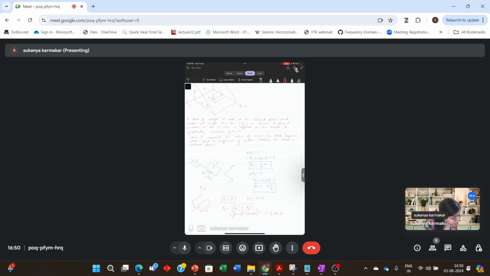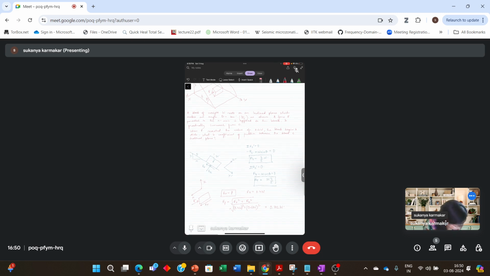This comes to 0.72 W. Friction force is nothing but the coefficient of friction into the normal reaction. Normal reaction is 0.8 into W. So 0.72 W is equal to mu into 0.8 W. So the coefficient of friction comes out to be 0.72 divided by 0.8, which is 0.9. Is this question clear?